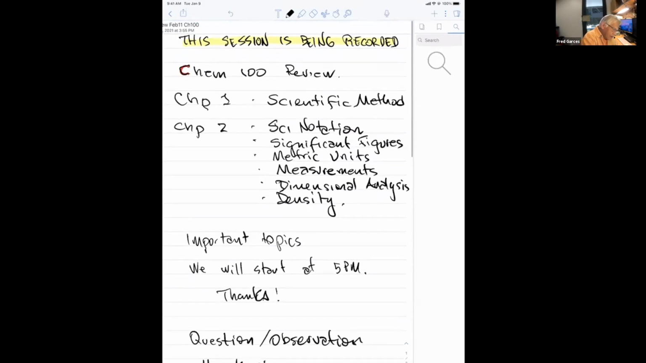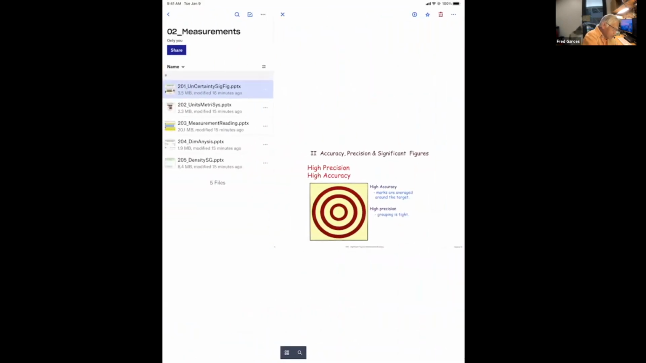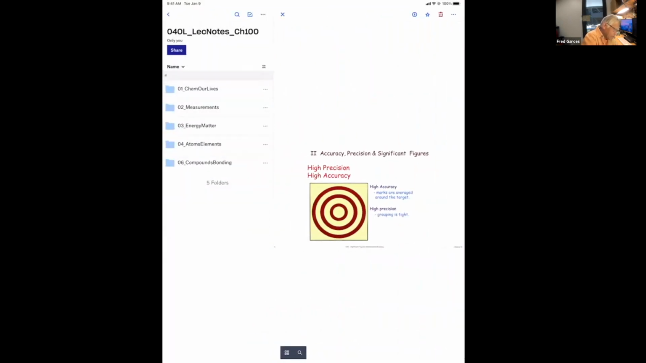So cross that out. Let's take a look at scientific notation and significant figures. And what I want you guys to look at in this particular case is make sure you read the notes, because the notes give you some concrete examples of these things. And let me just see what's going on here.